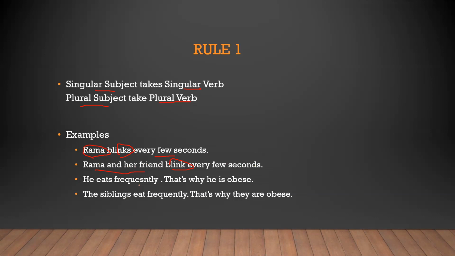He eats frequently, class. That's why he is obese. So he is singular. He eats, and he is obese. So here the singular subject is taking a singular verb. The siblings, plural, eat frequently. That is why they are obese. Yes, so the plural subject takes a plural verb. So this is the first rule.